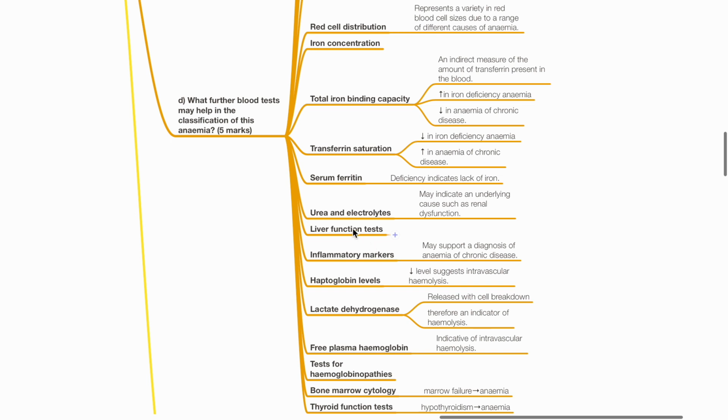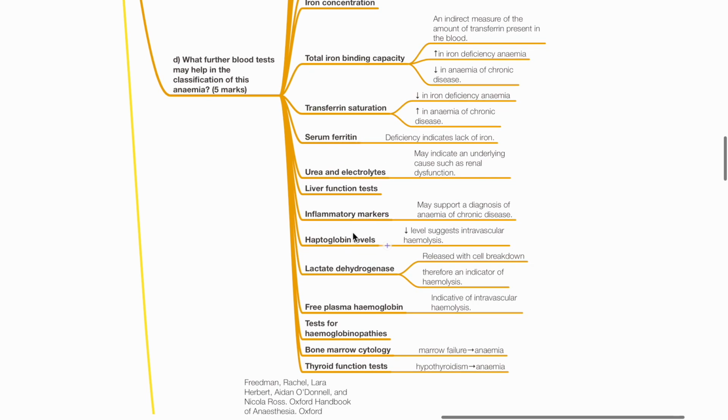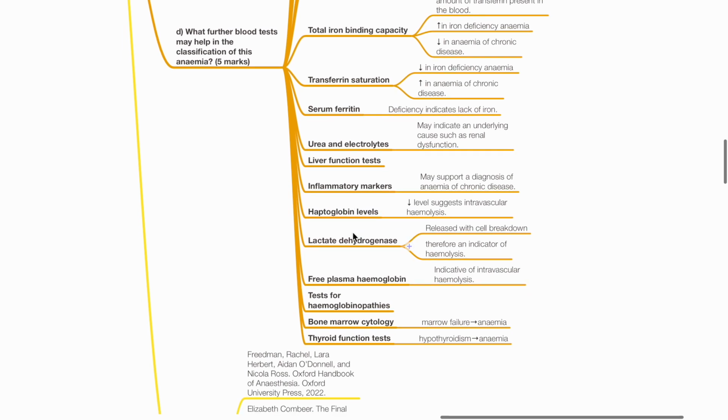Urea and electrolytes, as renal dysfunction is a cause of anemia. Liver function tests. Inflammatory markers, which may support a diagnosis of anemia of chronic disease. Haptoglobin levels, which are reduced in intravascular hemolysis. Lactate dehydrogenase, which is released with cell breakdown and therefore an indicator of hemolysis.